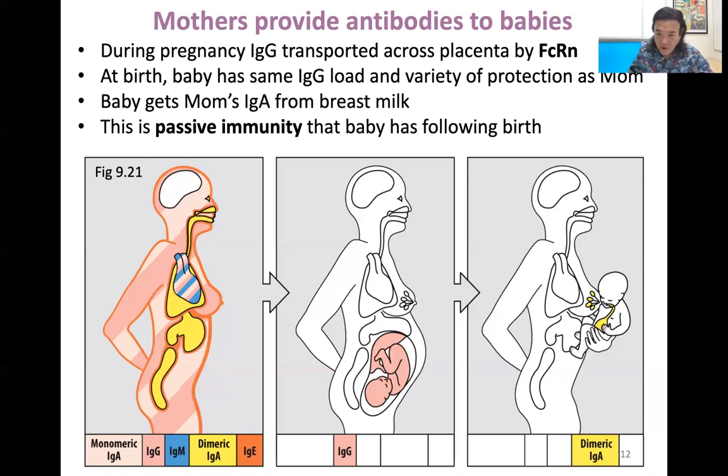After baby is born, dimeric IgA can be passed from mom to baby through the breast milk. So mom passes on IgG in utero and IgA during breastfeeding, right? So what does that allow you to do? This is an amazing thing, right?